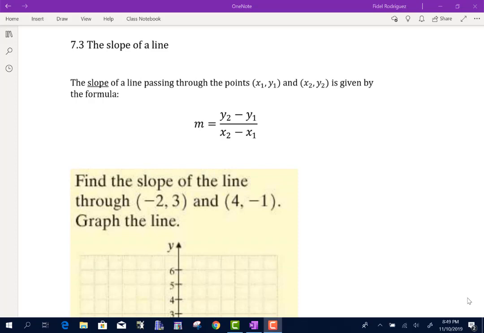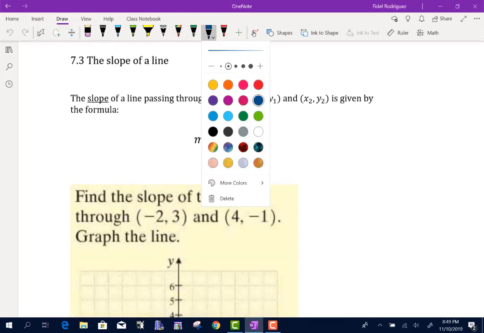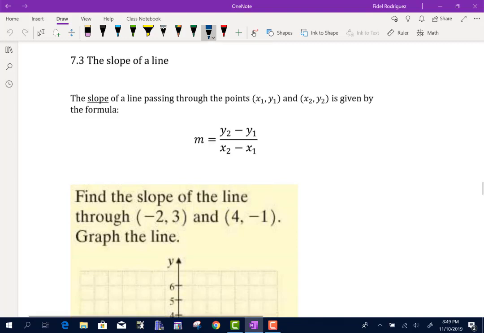All right, so the next section here, 7.3, is talking about something we call the slope of a line. And so we actually have a slope formula here. It says the slope of a line passing through the points x1, y1, and x2, y2 is given by this formula. And there's a formula right here for us.